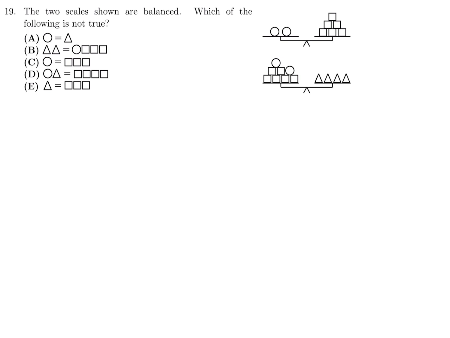The two scales shown are balanced. Which of the following is not true? All right. So from the first one, we get that 2 circles are equal to 6 of those squares. So 1 circle is equal to 3 squares. And that is this one right here. So this is true, so we can cross that off.